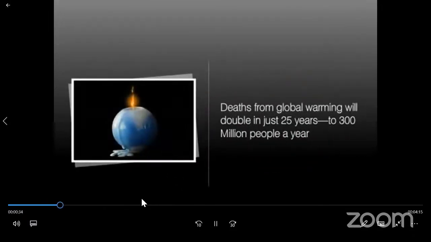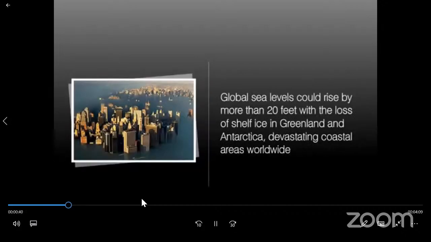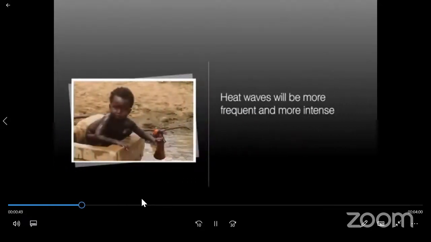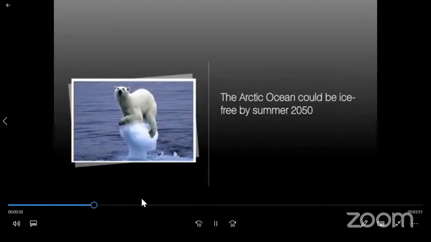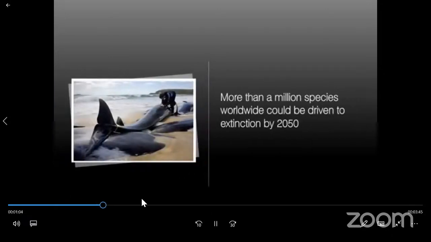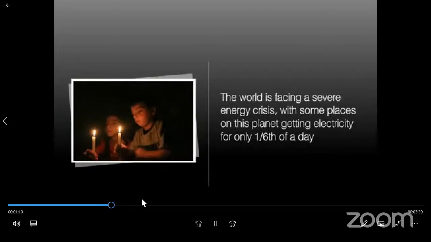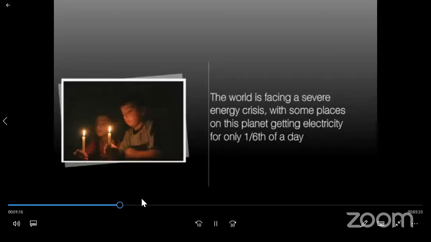Deaths from global warming will double in just 25 years to 300 million people a year. Global sea levels could rise by more than 20 feet with the loss of shelf ice in Greenland and Antarctica, devastating coastal areas worldwide. Heat waves will be more frequent and more intense. Droughts and wildfires will occur more often. The Arctic Ocean could be ice-free in summer by 2050. More than 1 million species worldwide could be driven to extinction by 2050. The world is facing a severe energy crisis, with some places on the planet getting electricity for only 1/6 of a day.